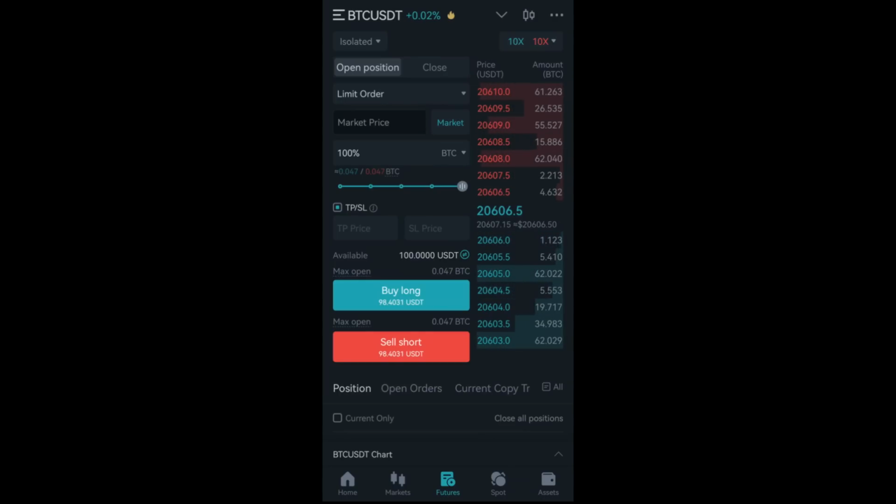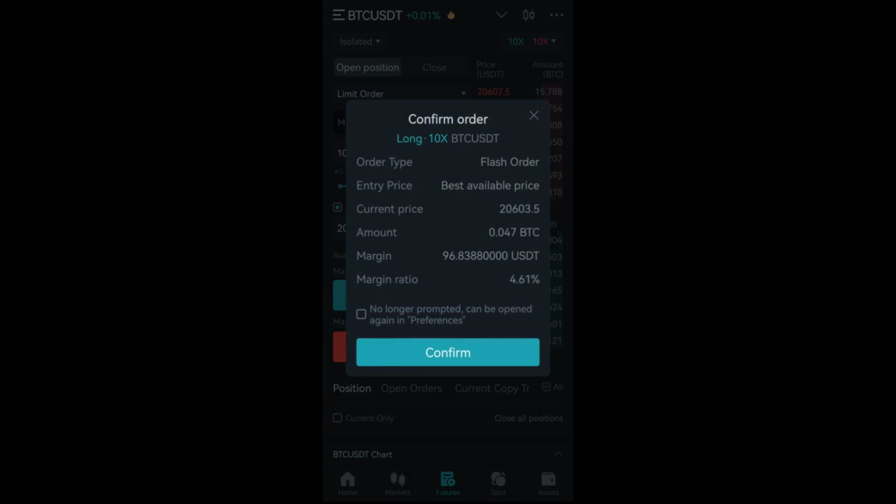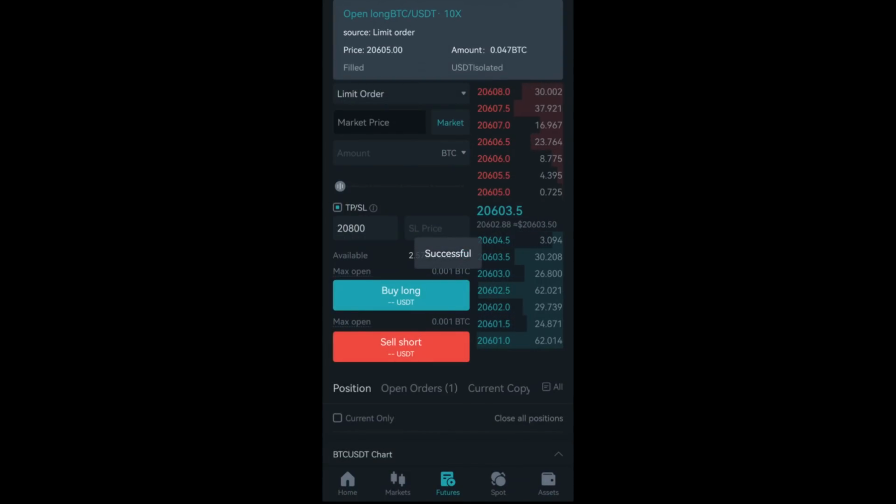Here under SL, you all know what stop loss is. You can enter whichever price you're comfortable with. Once you have filled out everything, you can go with buy long or sell short depending upon the situation. Now I'll go with buy long. So yes, my position is opened and the trade is running.